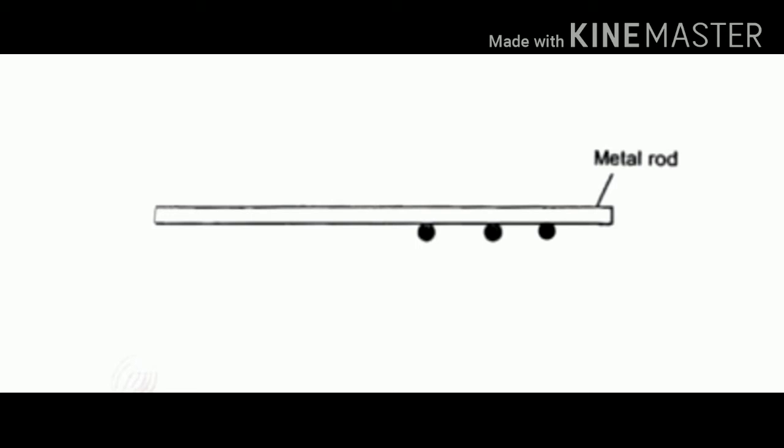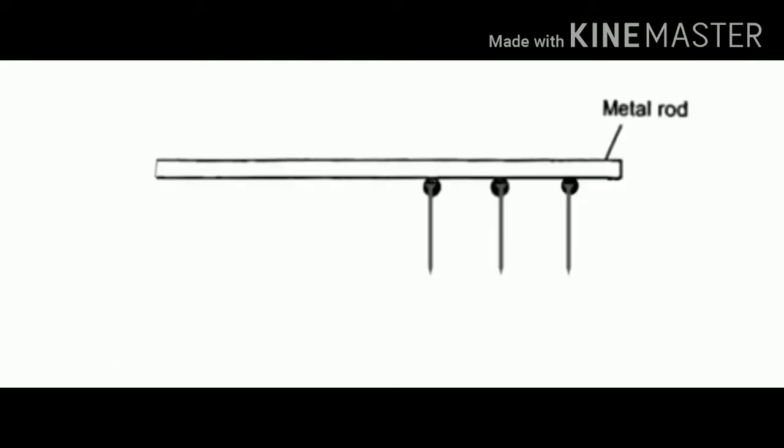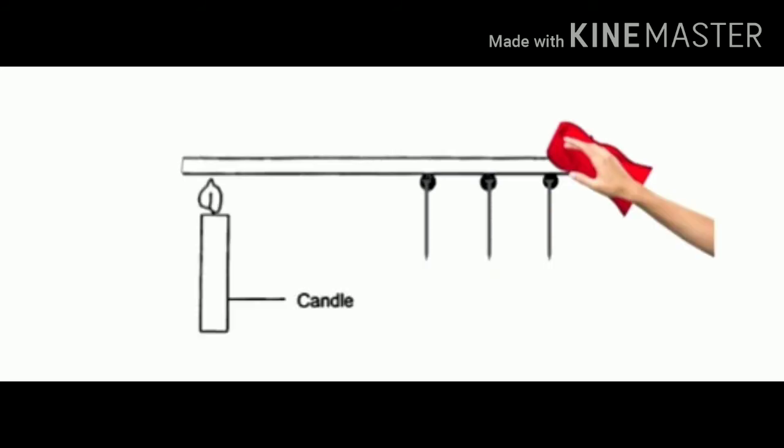Take an iron rod, clean it with a cloth and stick blobs of wax onto it at some small intervals, about 1 or 2 centimeters apart. Now fix small nails in each blob of wax. Hold one end of the rod and heat the free end of the metal rod by placing a candle below it.